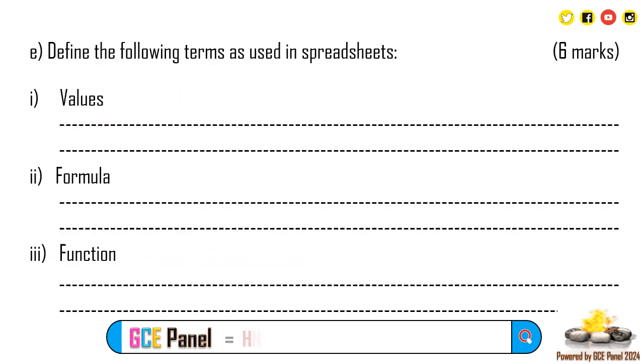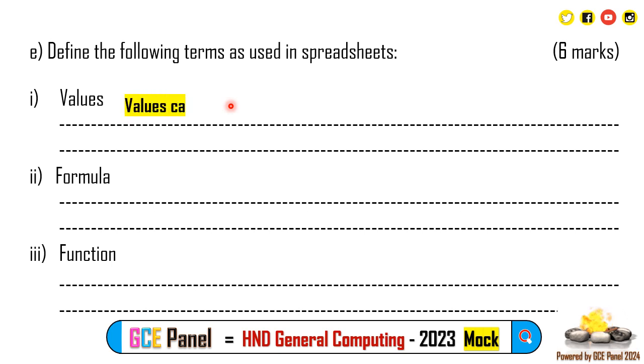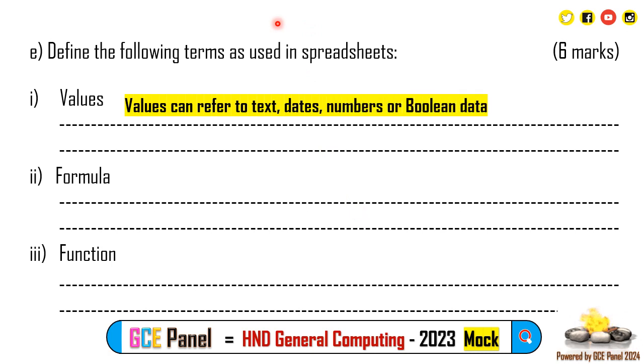Next, define the following terms as used in spreadsheets. Values. What are values? Values can be text, dates, numbers, or Boolean data. Boolean data is data that takes true or false, yes or no, 1 or 0. Okay? So values refer to text, dates, numbers, and so on.